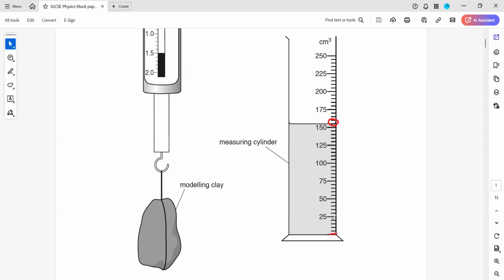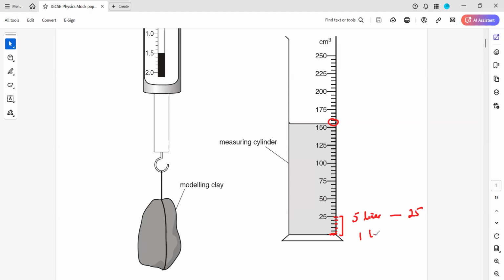As you can see, this is from 0 to 25. How many lines are there? 1, 2, 3, 4, 5 lines. So if 5 lines are representing 25, each line is representing 5. So what is this value? It is 155, not 160. Because if you see, we have 0, 5, 10, 15, 20, and 25. There are 5 divisions representing 25.